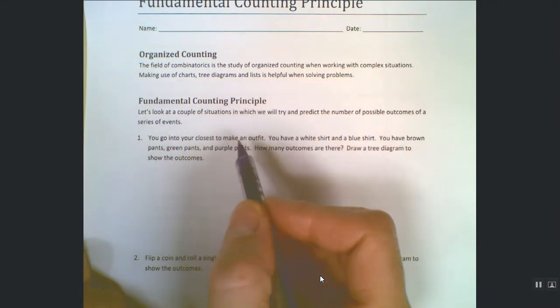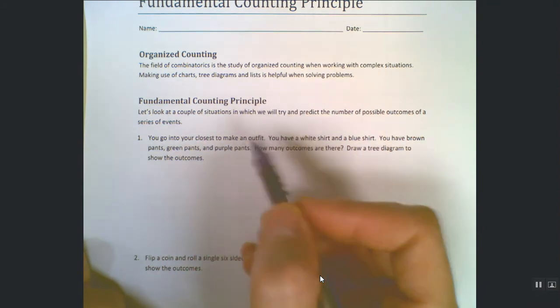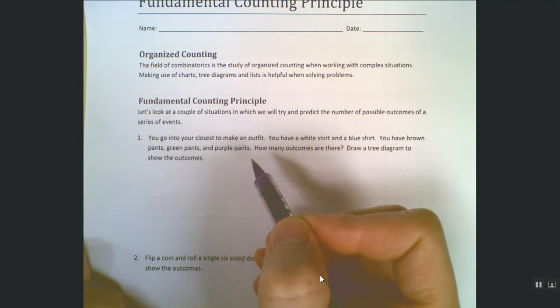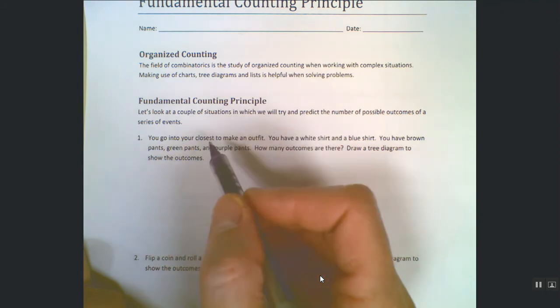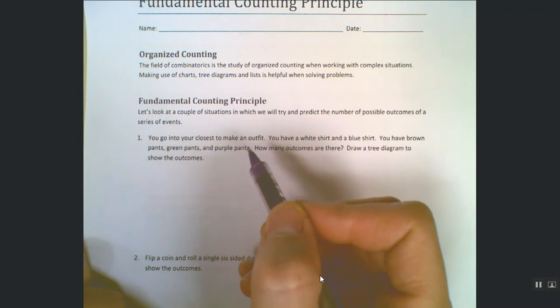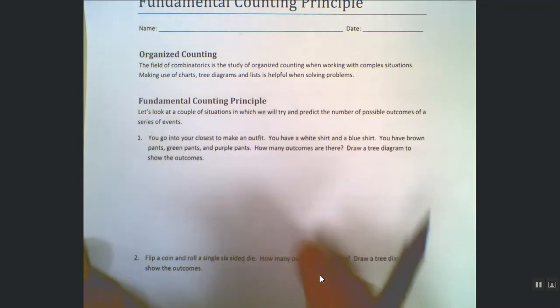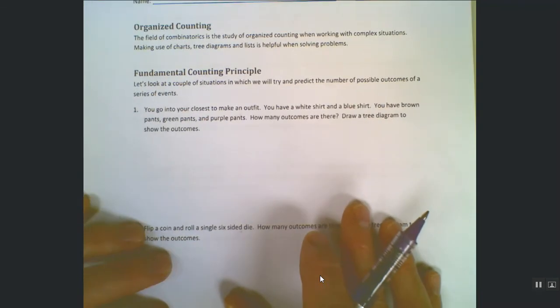The fundamental counting principle is something we've already looked at technically in some of the other work that we've done when we talked about probabilities and possible outcomes in certain events. So we're just going to continue with that and come up with this new principle that we can use.